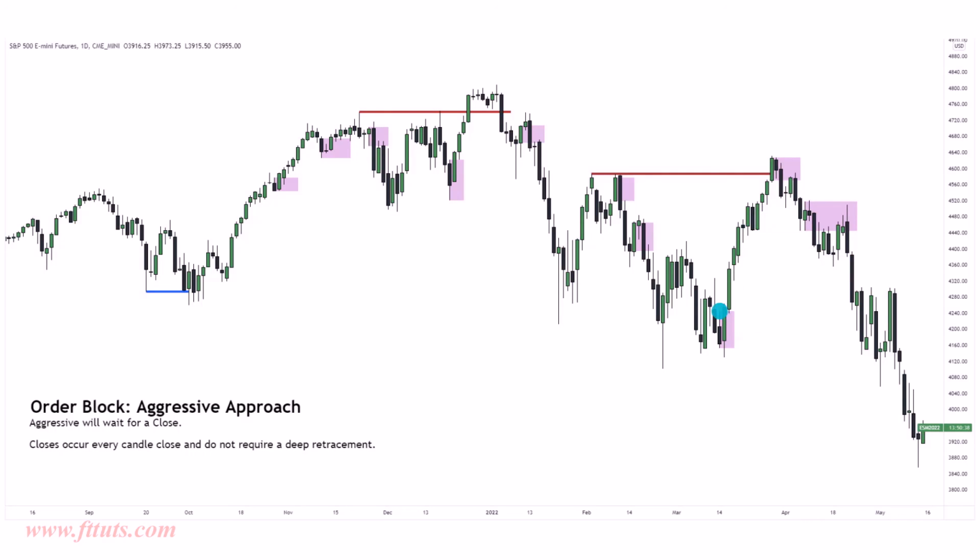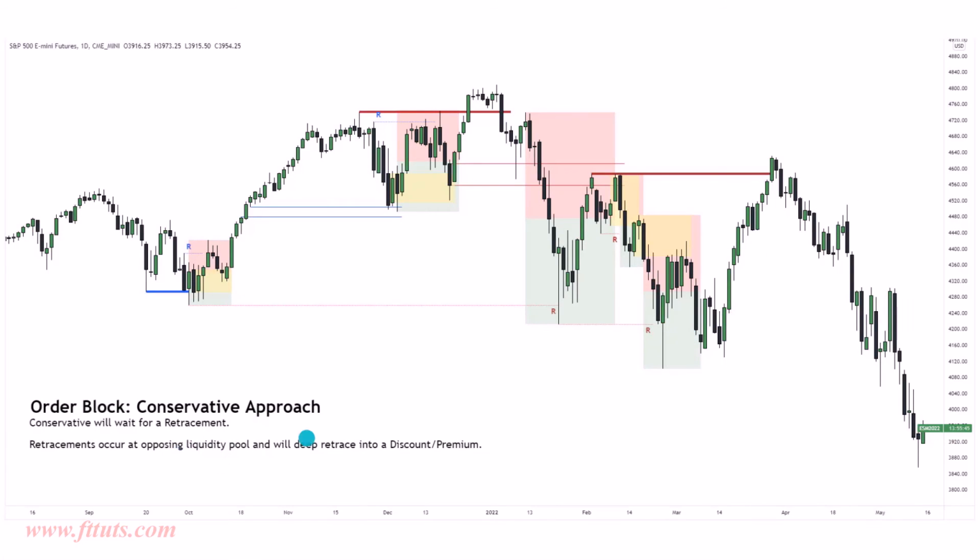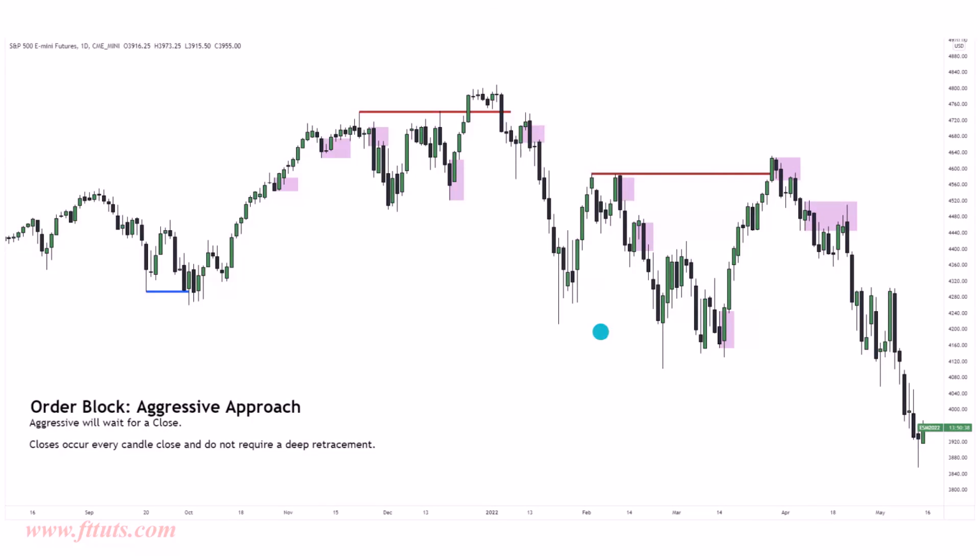So you can see that this approach does not require an opposing liquidity pool for a deep retracement like this. You can see this is a deep retracement, as opposed to this, it's very instant. Here's a clean one. Liquidity pool. Up candle gets closed below. Retest, displacement.